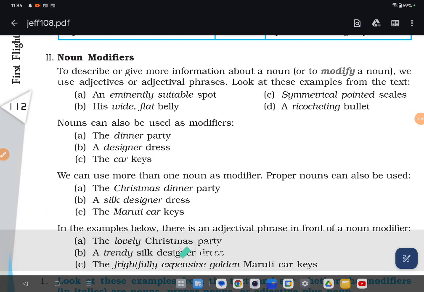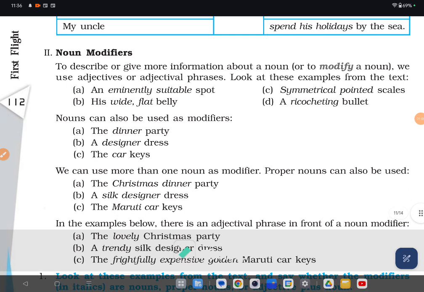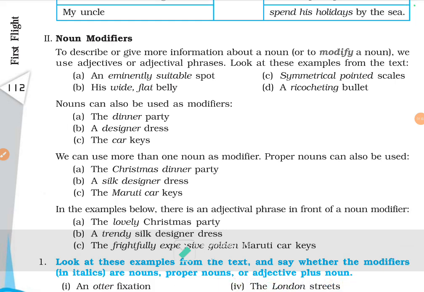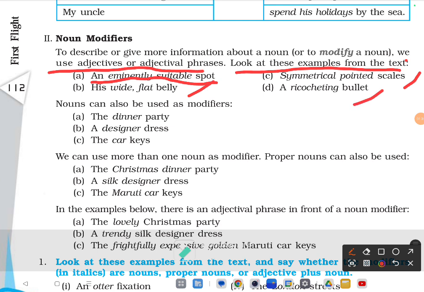This is page number 112. The textbook name is First Flight, CBSE syllabus, which is prescribed for AP and other states also. So see here, what is a noun modifier? To describe or give more information about a noun, we use adjectives or adjectival phrases. Look at these examples from the text. For example, an eminently suitable spot, and symmetrical pointed scales, and his wide flat belly, a Richard bullet, right?